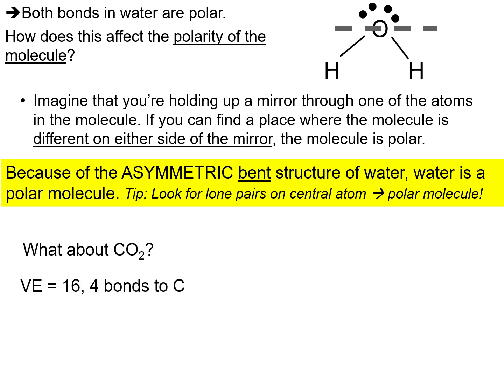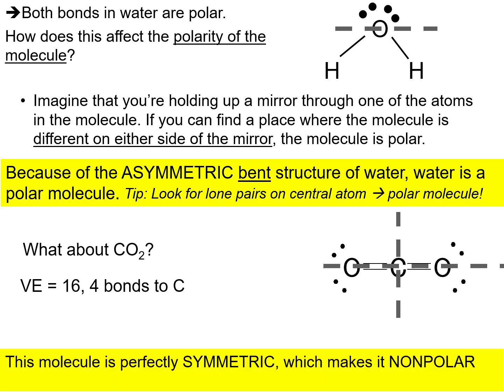We have carbon dioxide. It has 16 total valence electrons. Remember, you have 4 bonds to carbon. So when you draw the structure, you end up with this, where you have 2 double bonds to carbon, oxygen on either side. Both of the carbon-oxygen double bonds are polar. However, when you imagine those mirror planes, it doesn't matter where you put those mirror planes, it is always going to be completely symmetric. So because of the symmetry of the molecule, carbon dioxide is nonpolar.